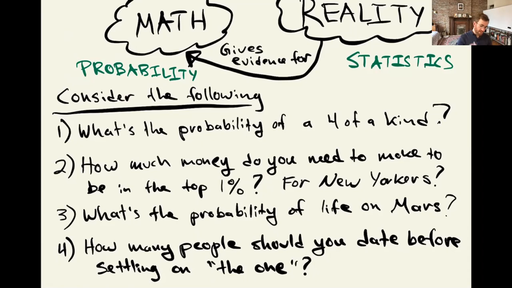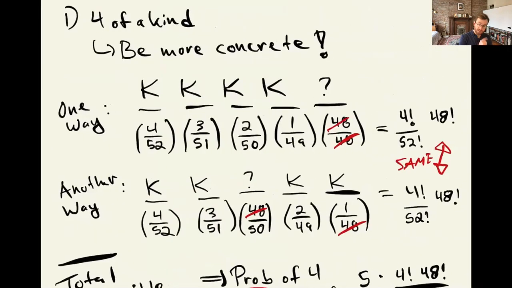All right, so pretending that already occurred, let's move on to the solutions of each of these. The 4 of a kind question can be a very tricky one, and maybe some of you have already done it in another class, but let's revisit a strategy for solving this problem. Let me call this a strategy. That strategy is that you should be more concrete.